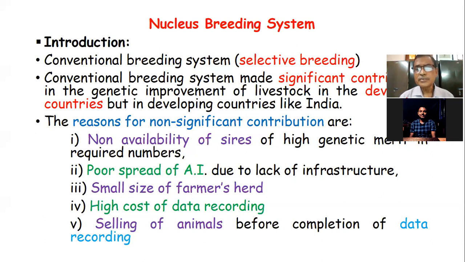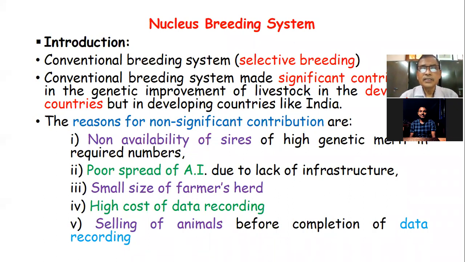Under the conventional breeding system that we have read, the basis of selection or the criteria of selection, and one of the best criteria of selection, is progeny testing for improvement of sex-limited traits, particularly milk production. Clear? And with the help of this conventional breeding system, that is progeny testing, a lot of improvement in milk production has taken place, not only in our country but across the world.